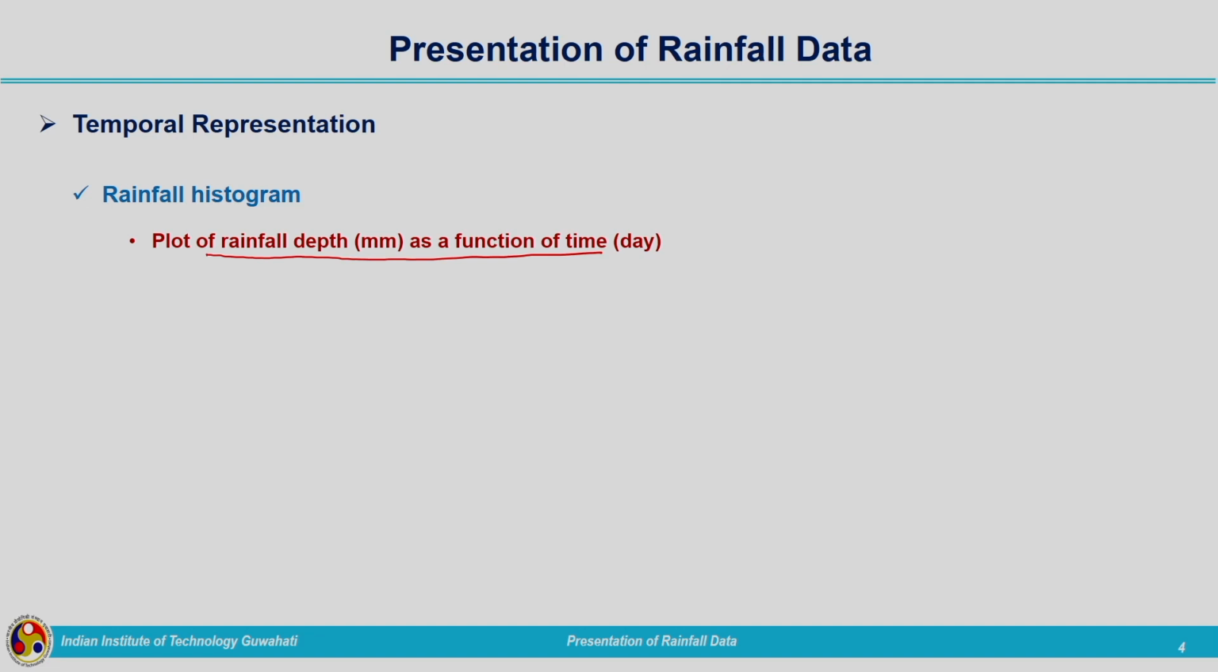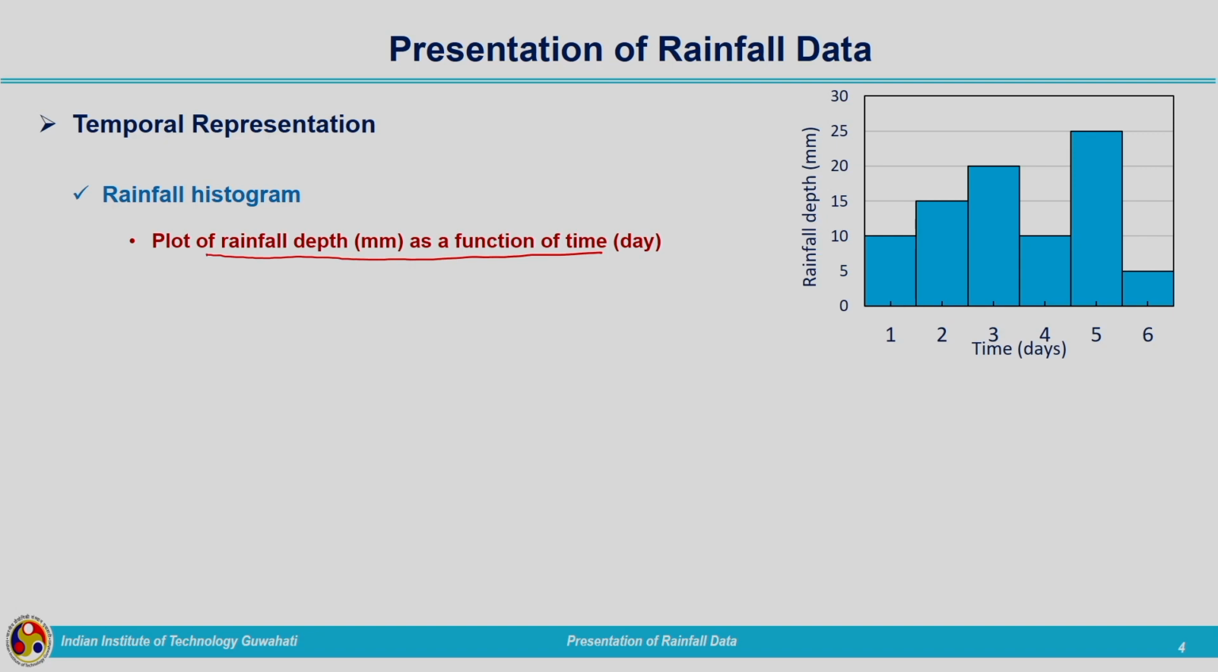Rainfall depth can be in millimeters or centimeters. So, this is a plot which is rainfall depth versus time. It will be looking like this. This is a very simple plot, a bar diagram with rainfall depth versus time. So, every day, 24 hours, how much rainfall is obtained. First day we are having 10 millimeters of rainfall, second day we are having 15 millimeters of rainfall. That will be represented by using a bar diagram. That is the rainfall histogram.